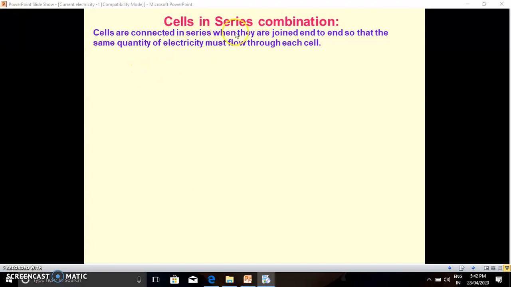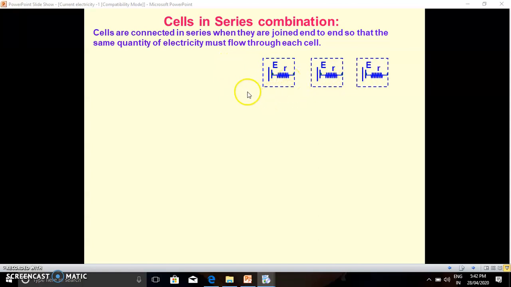Cells are connected in series when they are joined end to end so that the same quantity of electricity must flow through each cell. Such a combination is called cells in series. Suppose you consider these three cells, connected end to end. The first end of the first cell is connected to the second, and the end of the second is connected to the third cell. This combination is called series combination. These three cells are connected across external resistance R.